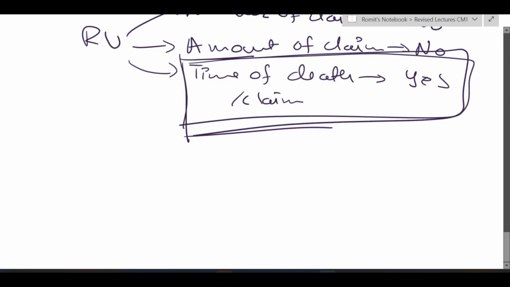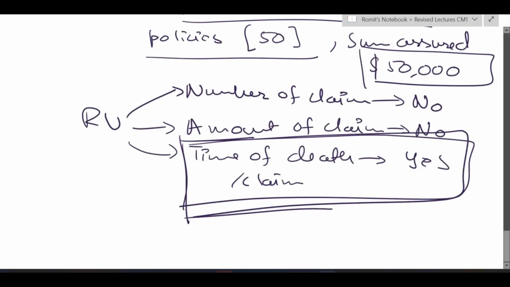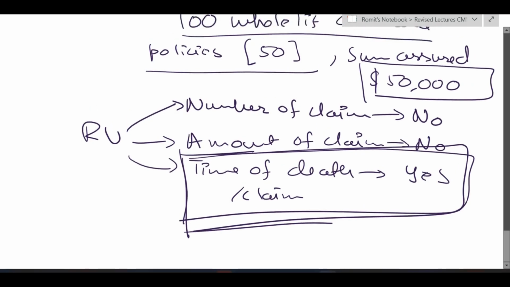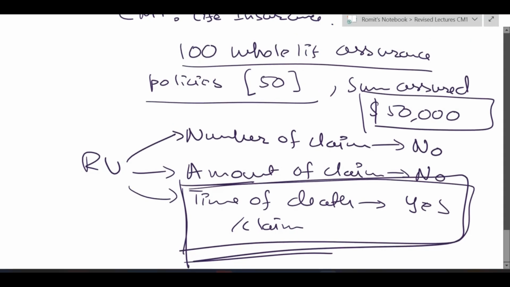So basically the only random variable of interest under life insurance is the time of death of a claim, okay? And that is what defines our pricing and our reserving strategy.